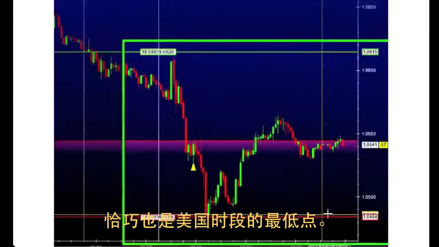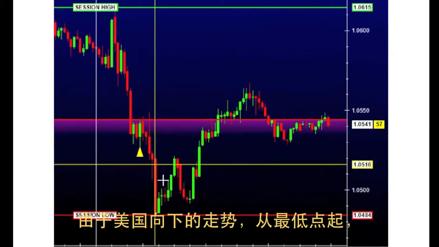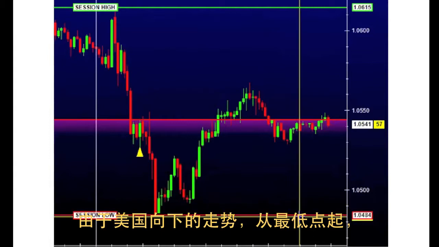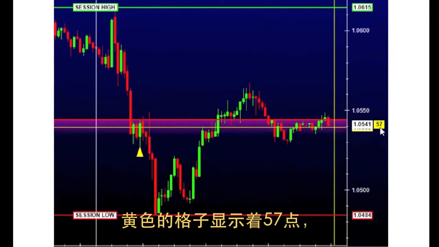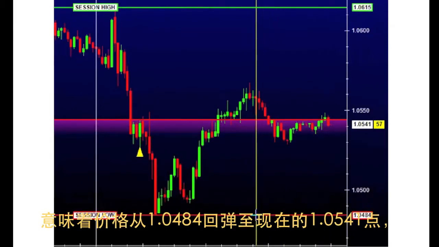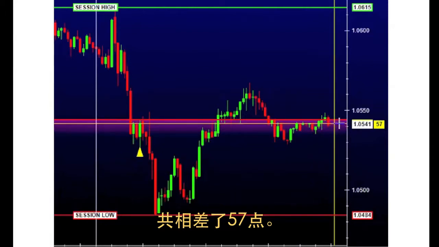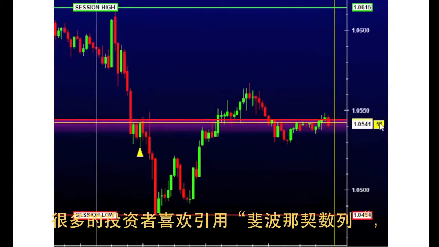Now I want you to look at the right. You have a price of 104.84. Because the trend was down for the US session, from the lowest point you can see this yellow marker says 57. That means that the price has retraced from 104.84 to where the price is right now, 105.41, 57 pips.